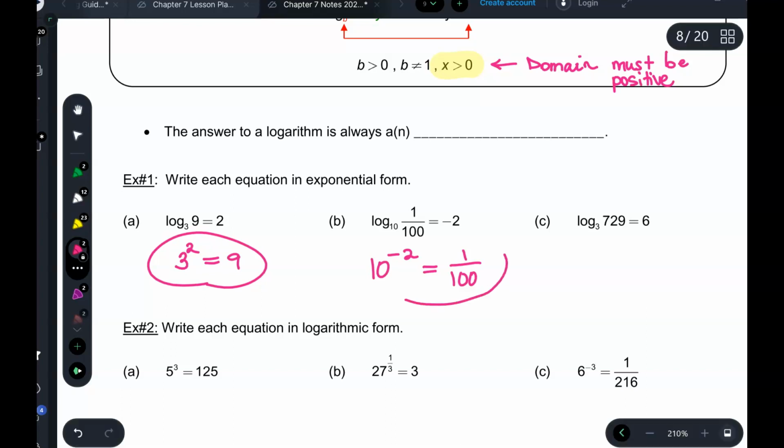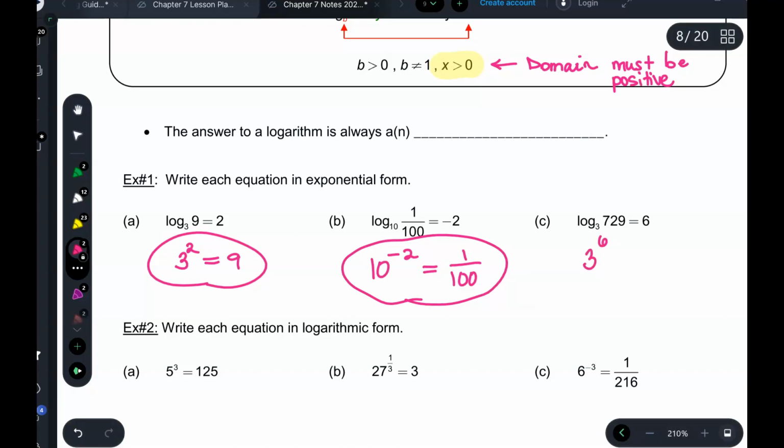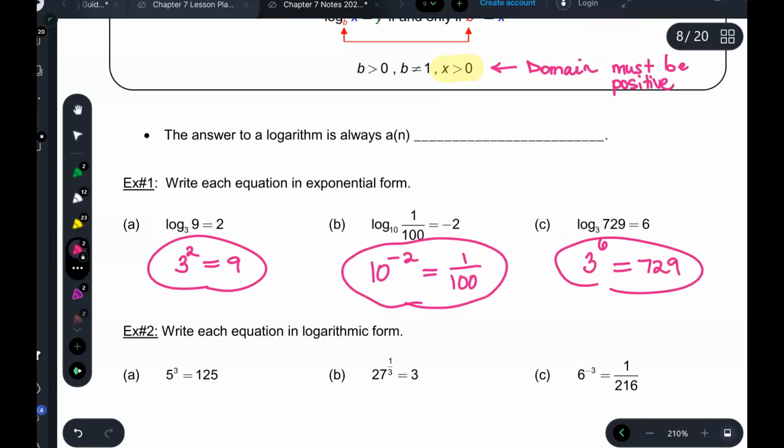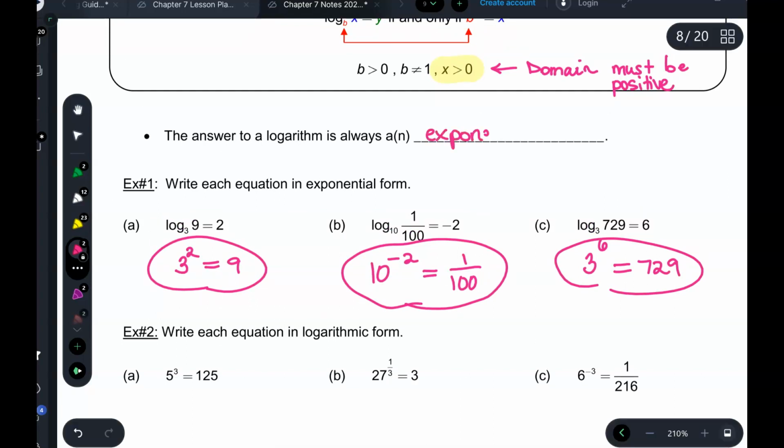But this is really easy. Next one, 3 to the 6 equals 729. This is so easy. I forgot to write in here: the answer to the logarithm is always an exponent.